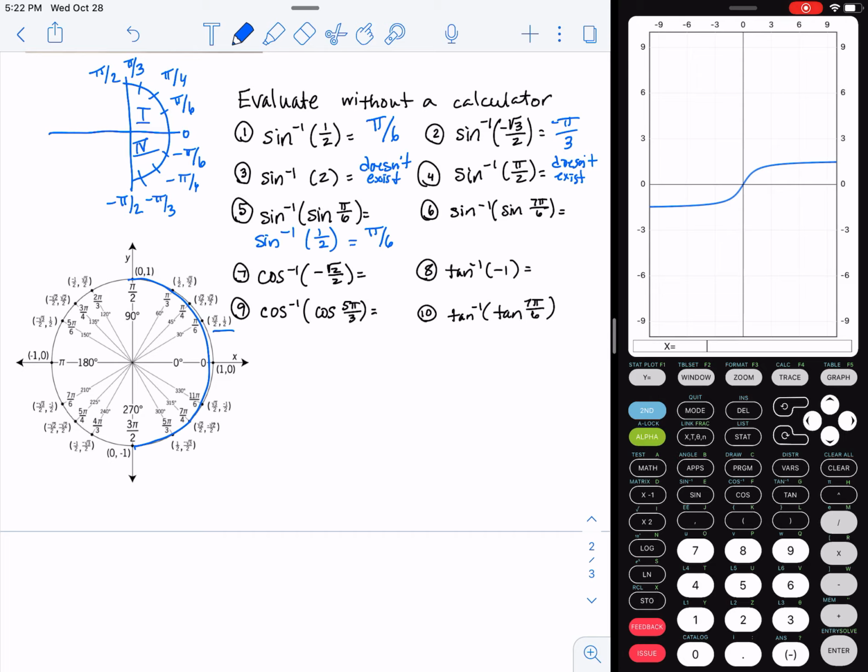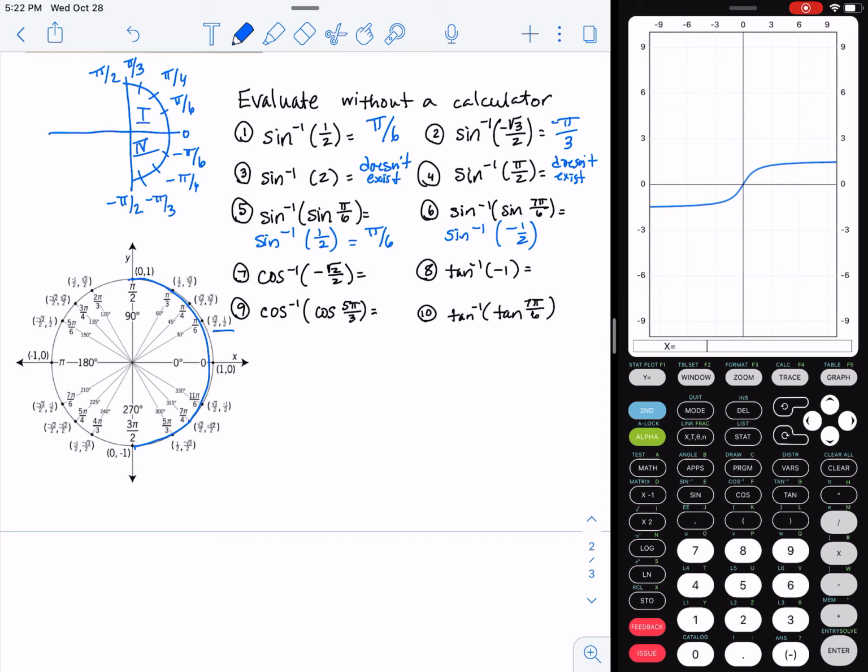So go to 7 pi over 6. I'll kind of bubble that in for you. 7 pi over 6, the sine of that is negative a half. So now I'm looking at what is the arc sine of negative a half. All right, so now I'm done with the bubble. I'm at arc sine of negative a half.